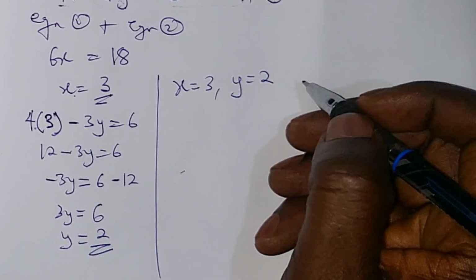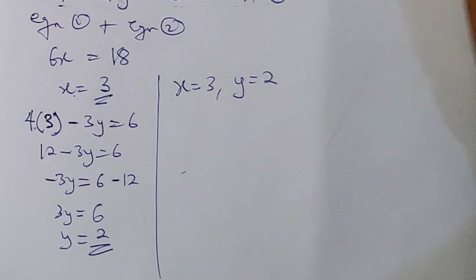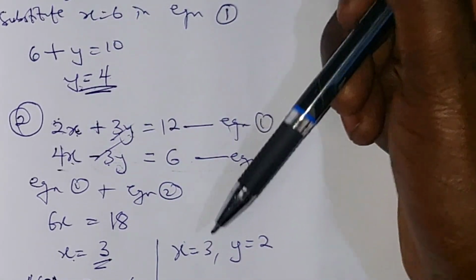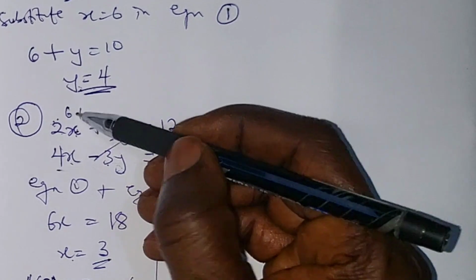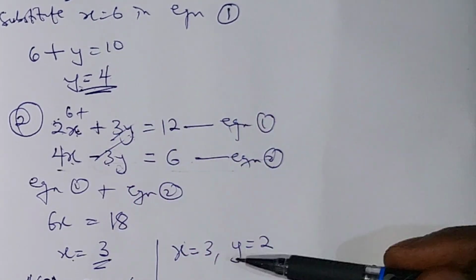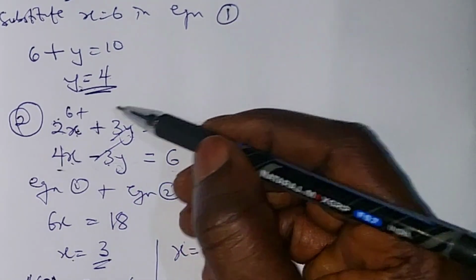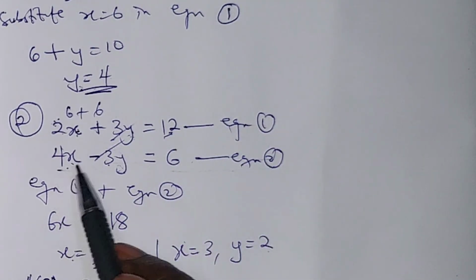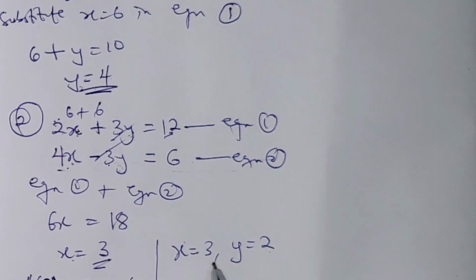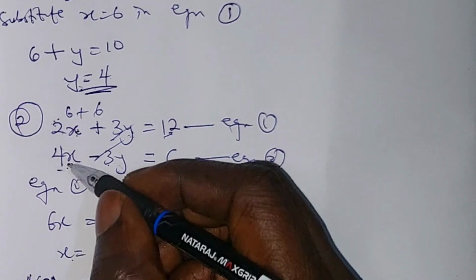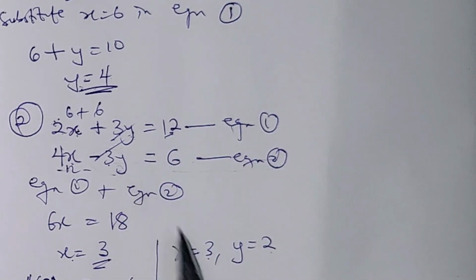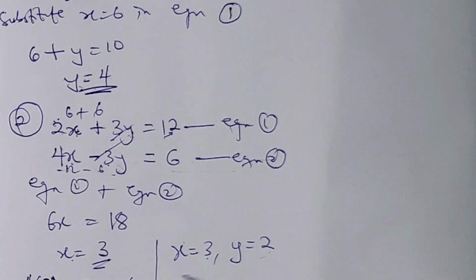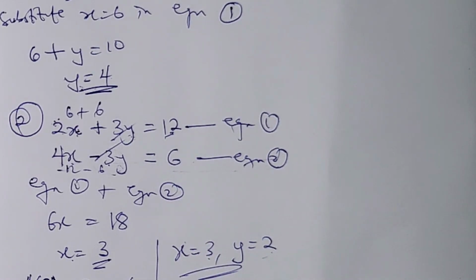So let's test and see if the answer is actually correct. If we have 2x, which is 2 times 3, that gives us 6, plus 3 times y. 3 times y is 3 times 2, which is also 6. So we add them, we get 12. So the first part is correct. Now let's check the second. 4x means 4 times 3, which is 12, minus 3 times y. 3 times y is 6. So we subtract, we also get 6. It means that our solution is also correct. Let's move on to the next question.